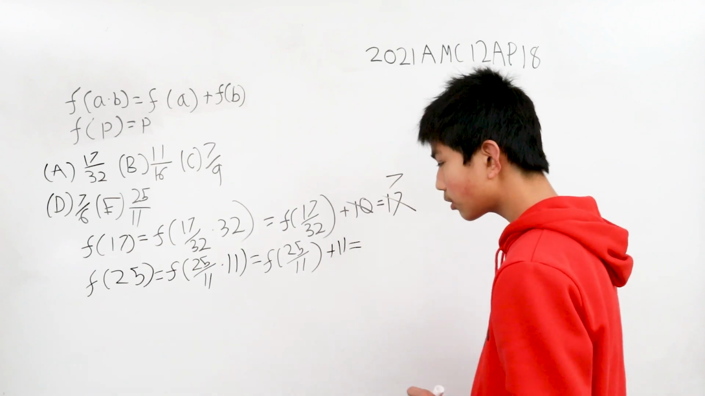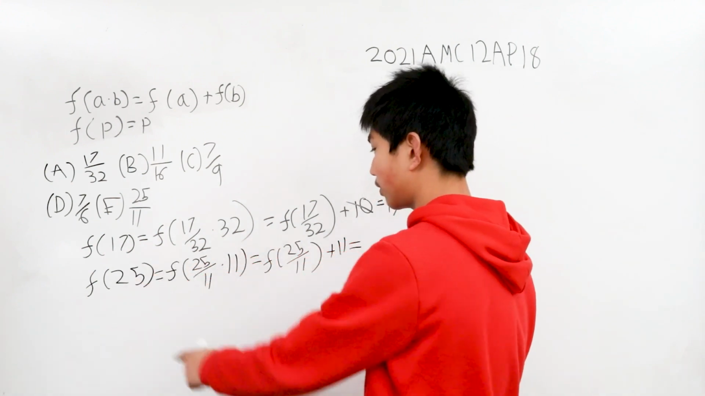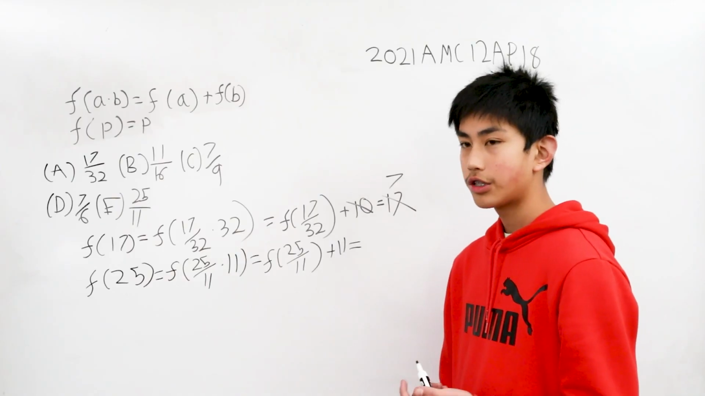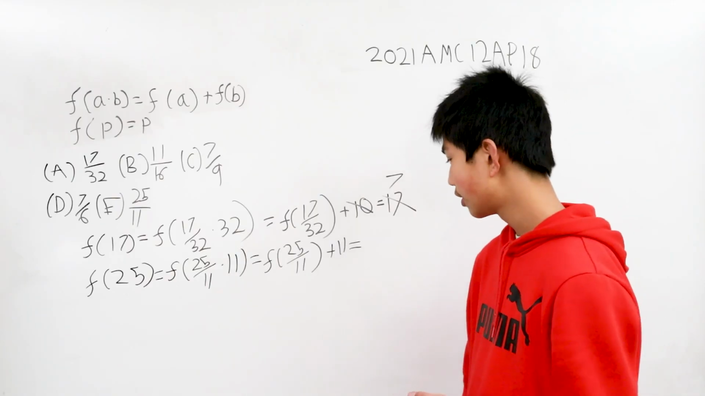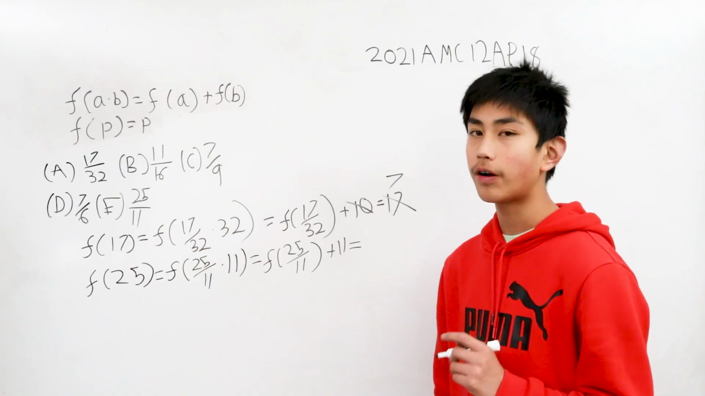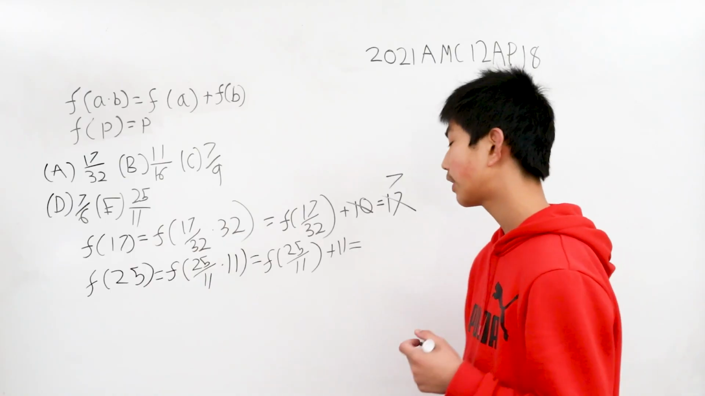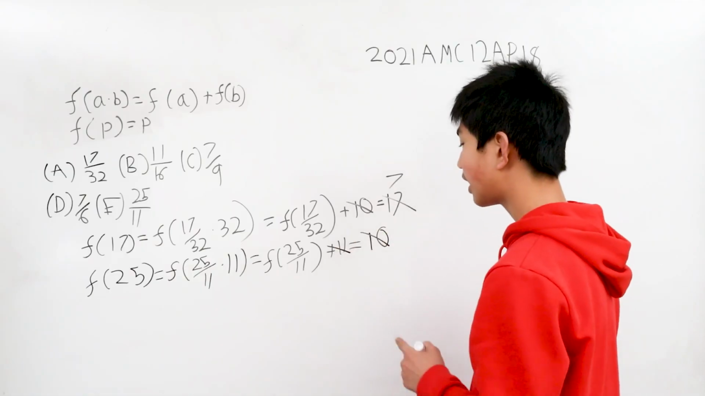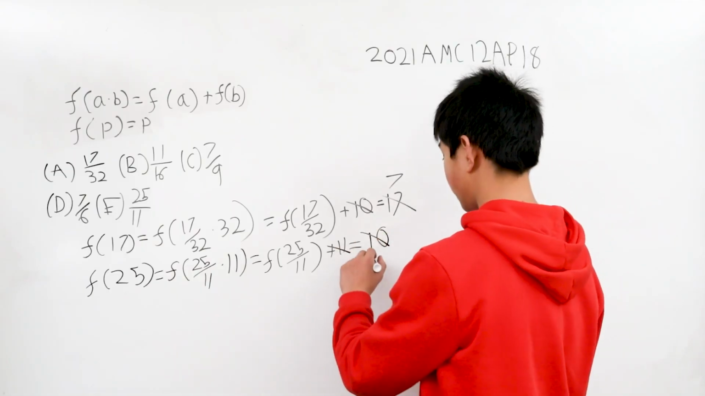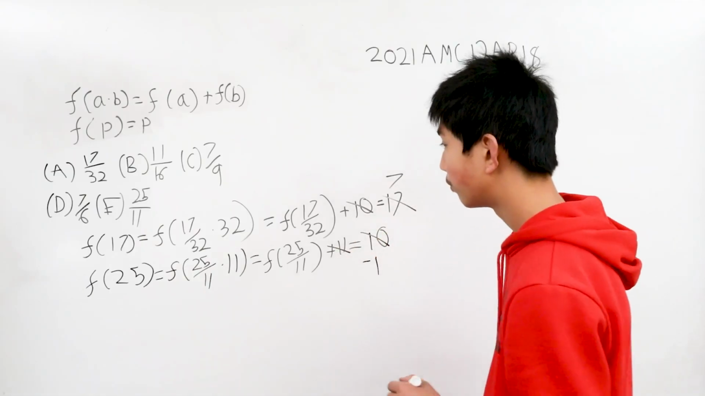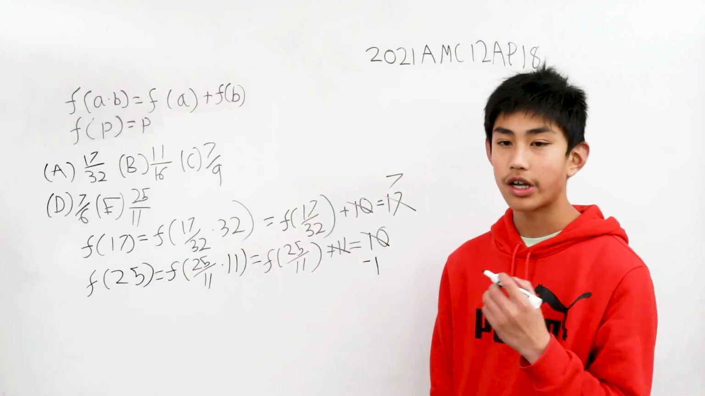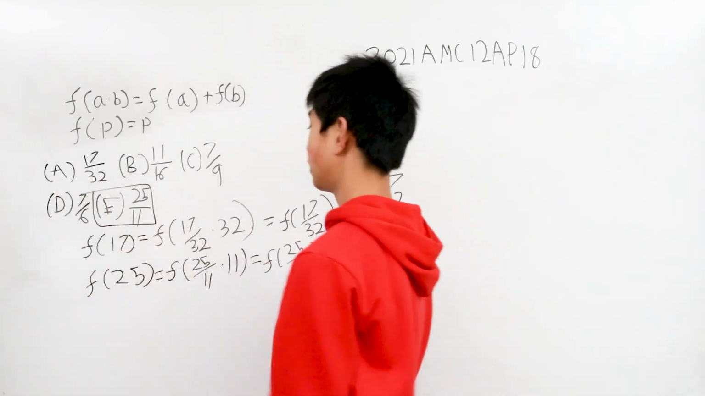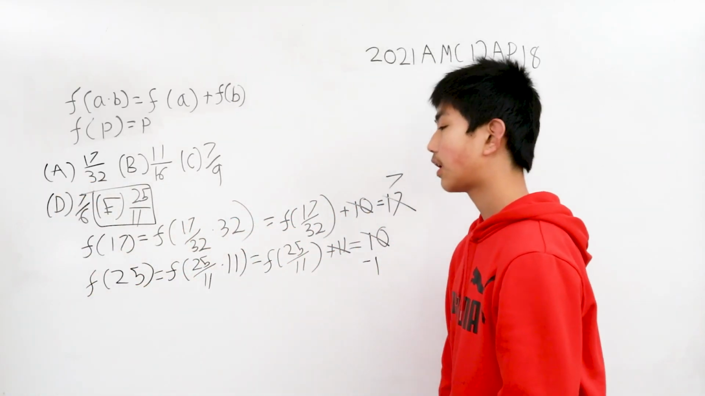And what are the prime factors of 25? 25 is 5 squared, so that's two 5's. So when you sum two 5's together, that's 10. Finally, you get that f of 25 over 11 is equal to -1, a value that is under 0. So for this problem, our answer is E, 25 over 11.